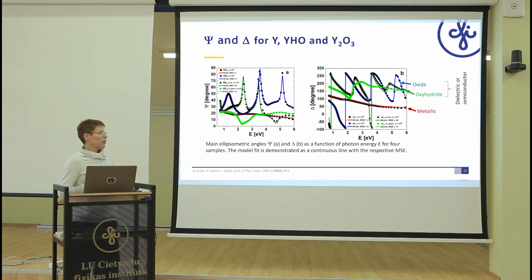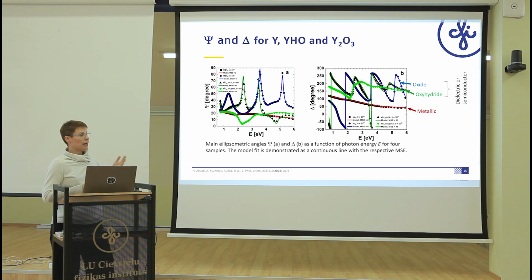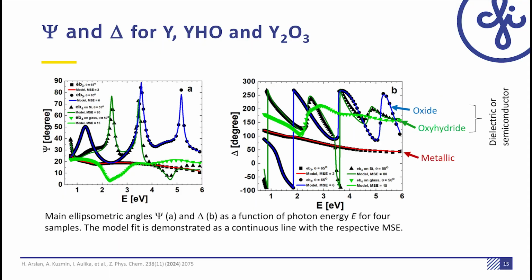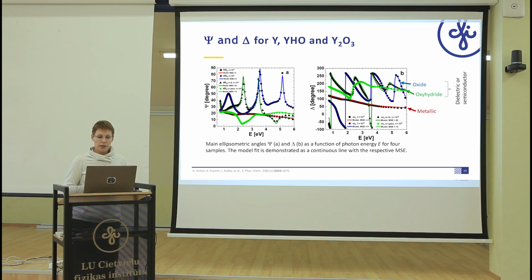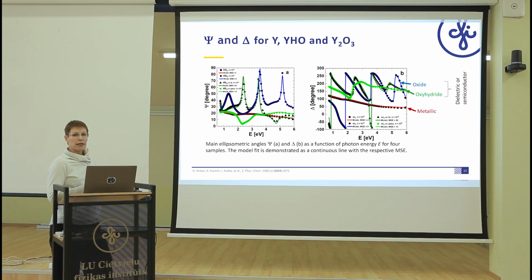From this raw data, we can also already get information about film thickness. For example, for the oxyhydride film, which has only one minimum and one maximum, we can say that it is approximately 300 nanometers thick. In the case of the oxide, this blue curve, we have 2 times more peaks, so it's approximately 2 times thicker than the oxyhydride, 600 nanometers. For metal, we can't say anything about thickness because it doesn't provide any interference due to high absorption.